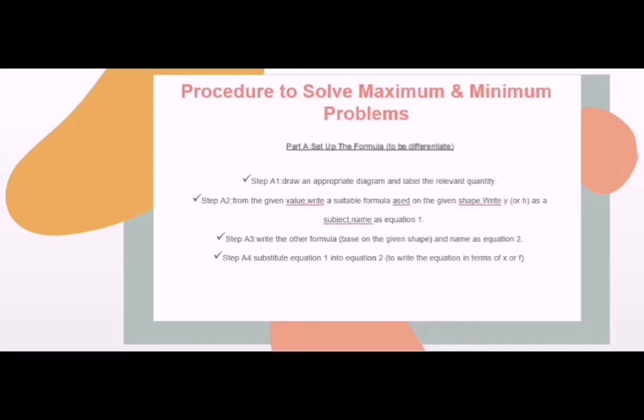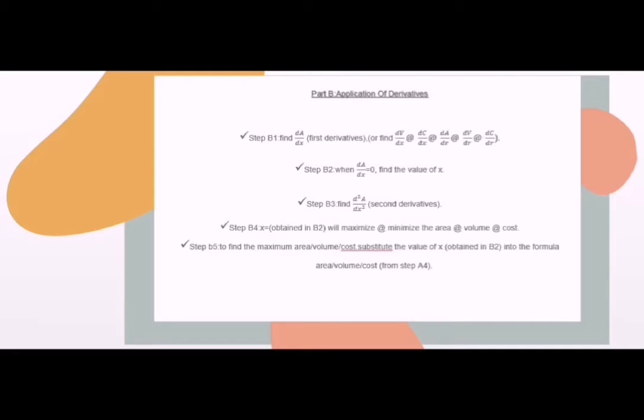Okay, so the next slide is the procedure to solve maximum and minimum problems. Basically, there are two parts. Here is part A, which is to set up the formula to be differentiated. As we can see in this slide, there are 4 steps that we must follow to solve the maximum and minimum problems. Next is the second part, which is the application of derivative. Here we have 5 steps that we must follow to solve the question of maximum and minimum problems.